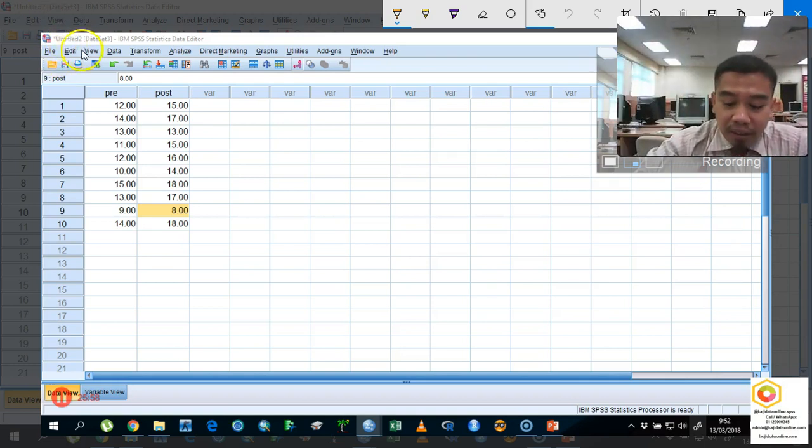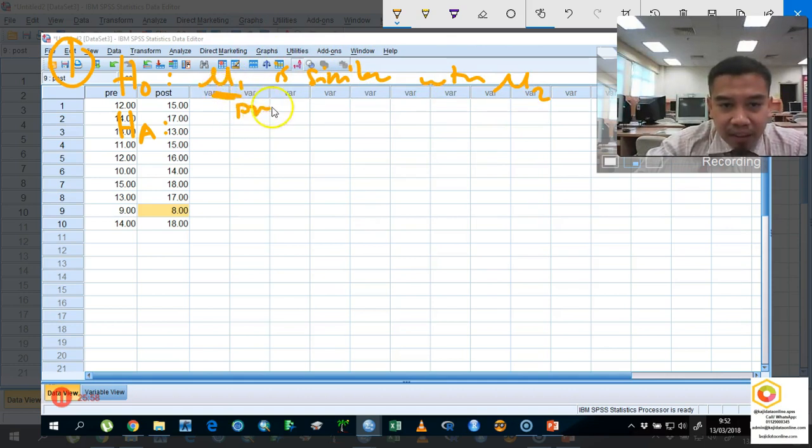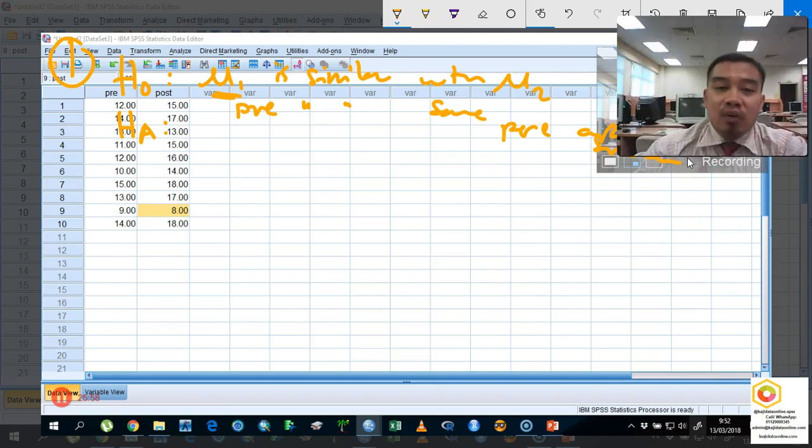Okay, the first one that you need to understand is writing up your null and alternative hypothesis. So what is our null? Our null will be mu1 is similar with mu2. Mu1 ini adalah pre and post same. Faham tak? Maksudnya you akan kata mean of the pre and post are similar. Itulah yang you akan tulis. Memang tengok ayat saya ni tak faham lah, sebab dia macam cacing lah kan. It's like a worm. Ascaris lumbricoides.